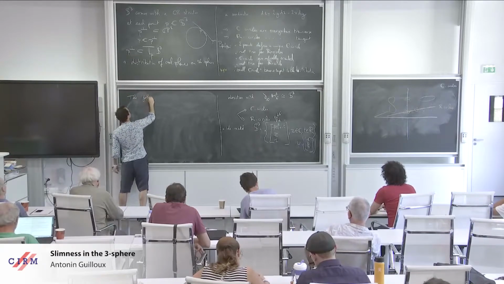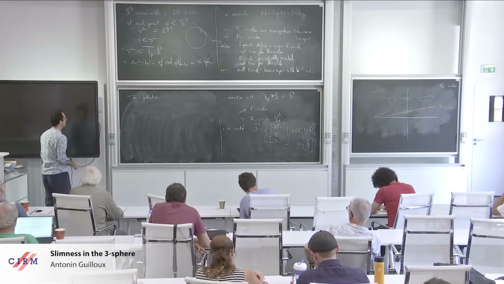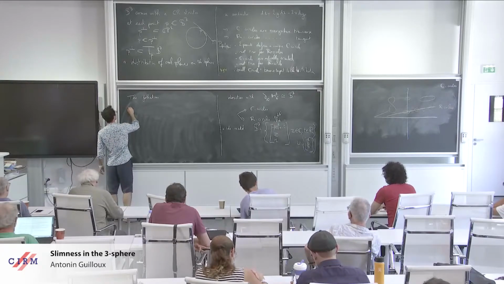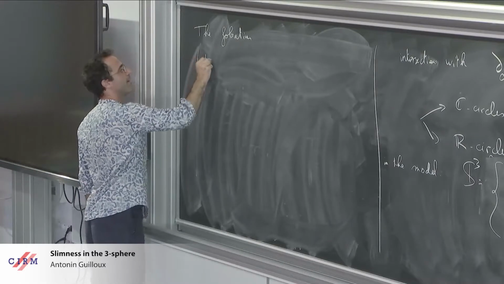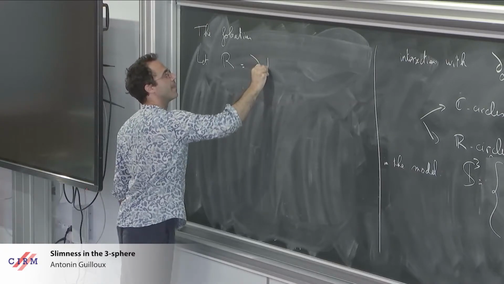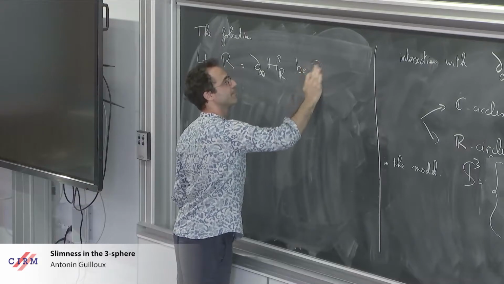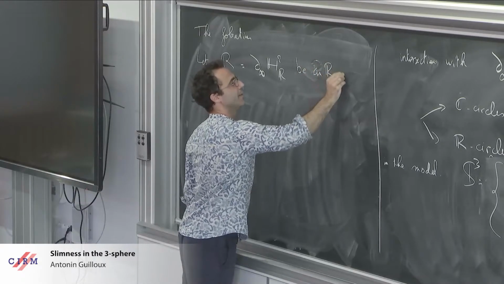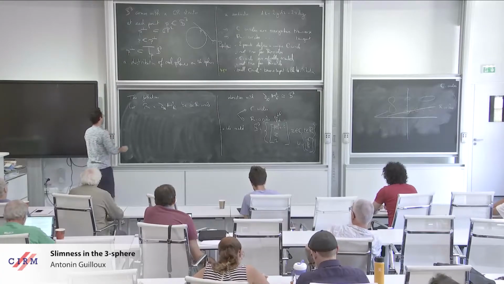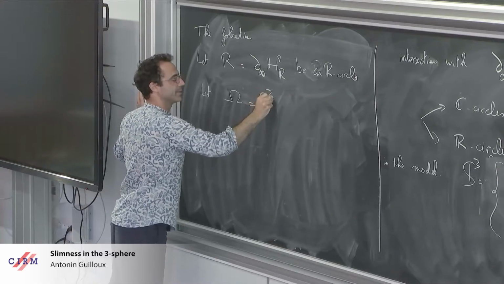Okay, I have the sphere, and I also have the foliation. So what I want to illustrate is that, let R be an R circle. So it is a boundary at infinity of some hyperbolic plane. And let omega be its complement in the sphere.